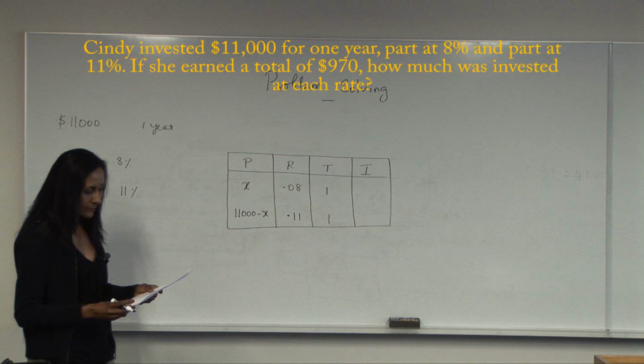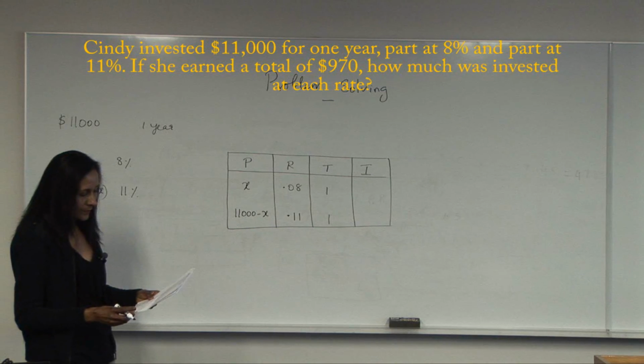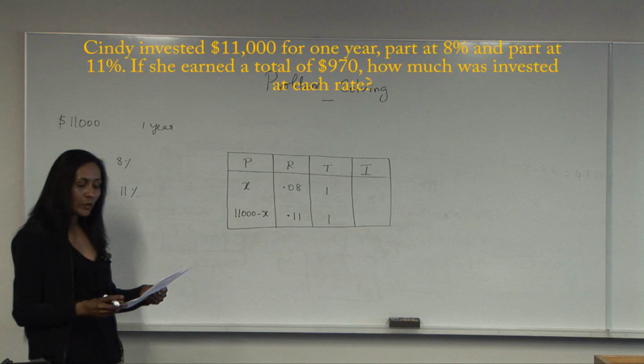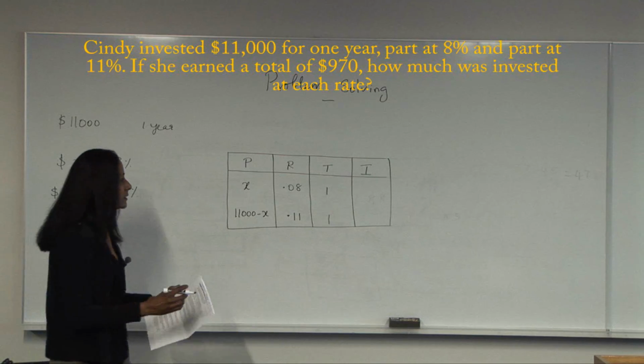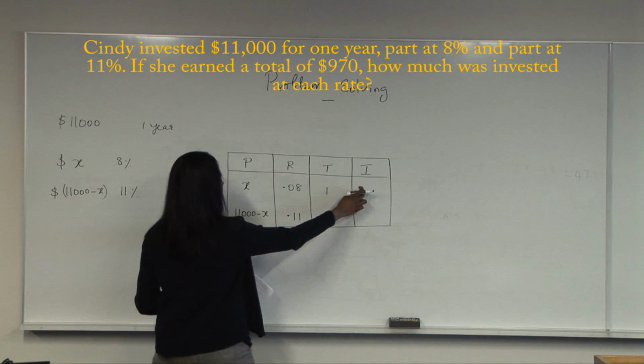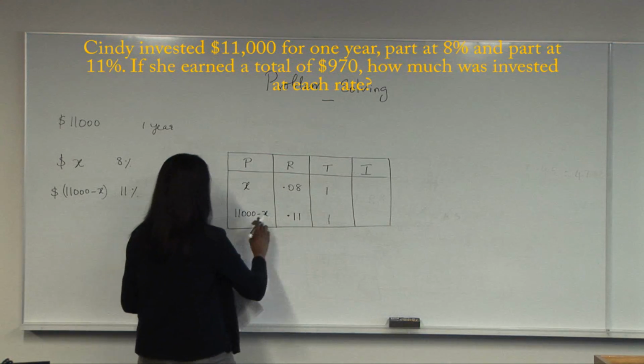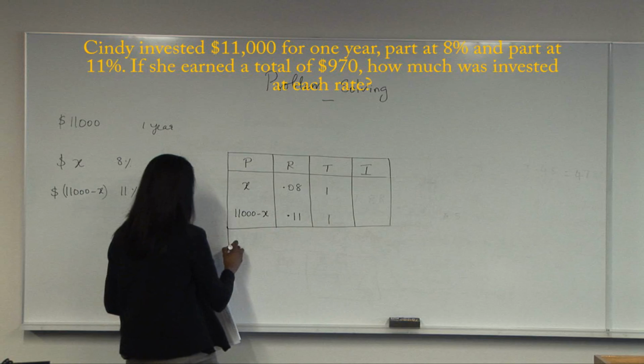And now what is given? What else is given here? Let me read it here. If she earned a total interest of $970. So the total interest, she's going to get some interest here for this one, and interest here for this one. The total interest is given.